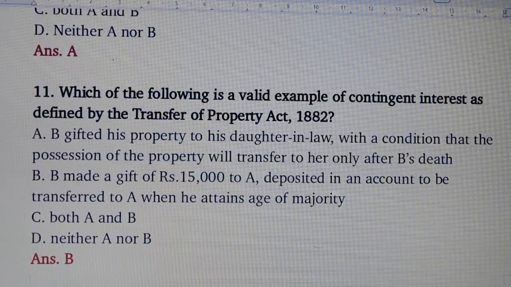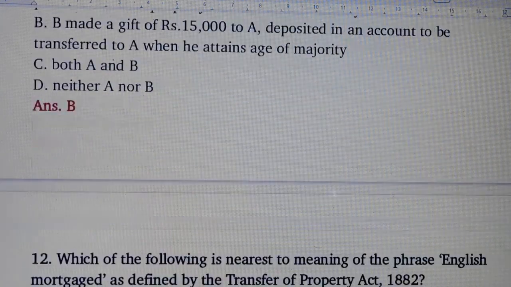Question number 11. Which of the following is a valid example of contingent interest as defined by the Transfer of Property Act? Answer is option number B, a gift of rupees 15,000 to A, deposited in an account to be transferred to A when he attains age of majority.